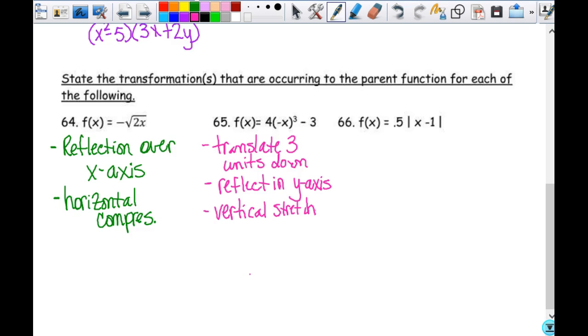Okay. Then here, since this is x minus 1 inside of here, we translate 1 unit right, and that 0.5 there makes that a vertical compression.